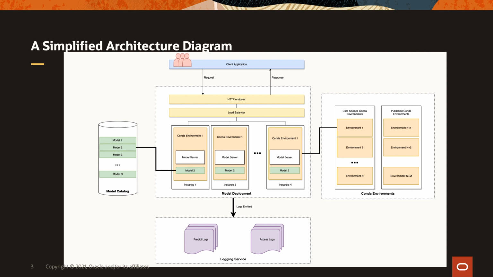In addition, model deployment can also emit logs to the OCI logging service. And there are two types of logs that are captured. The access logs is a custom log that captures detailed information about the requests that are sent to the model deployment endpoint, such as the time of the request, the error codes, and other parameters. If you are experiencing problems with your model deployment, access logs are generally the first log you may want to look at.